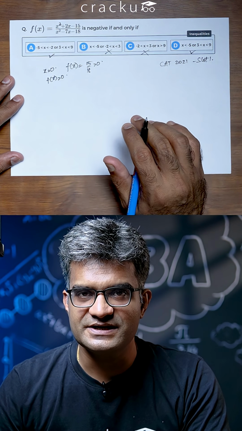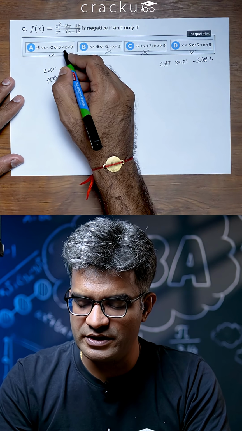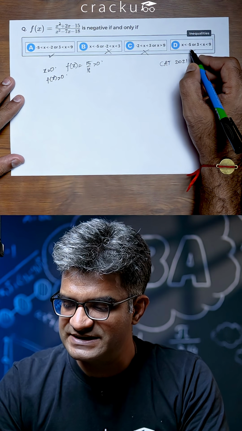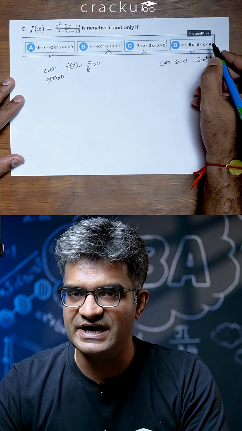What does option A say? Option A says that x lies between minus 5 and minus 2, or x lies between 3 and 9. What does option D say? D says that x is less than minus 5 or x lies between 3 and 9.